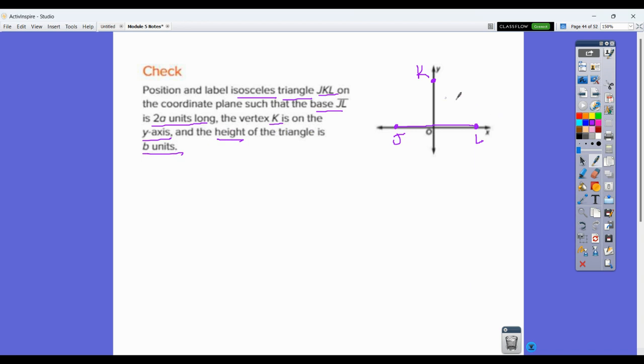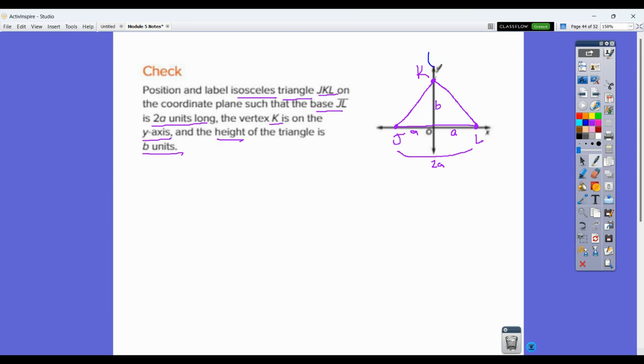So lots of things now. The height of the triangle is b units. So I know that the distance from my O down here up to K up here is b units long. I know that JL is 2a units long. So if I think about this a little bit, then I know that from O to L, this is a units, and from J to O, that's a units long. And I think that's everything I would have. So I'm just going to finish off my triangle. And when it says position and label, we've positioned the triangle now. We need to label. We also need to give ordered pair coordinates for each of these letters.